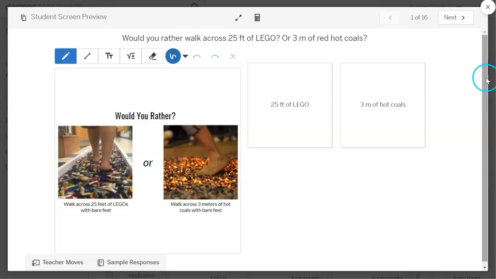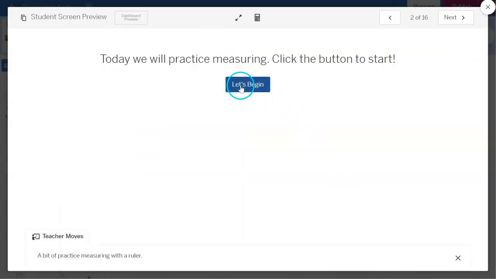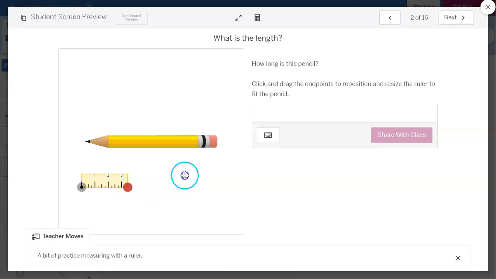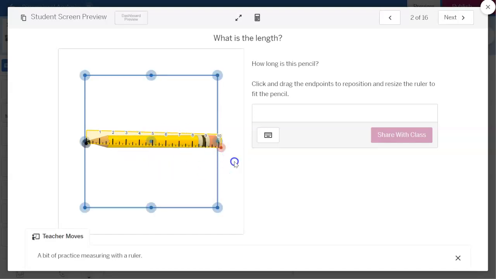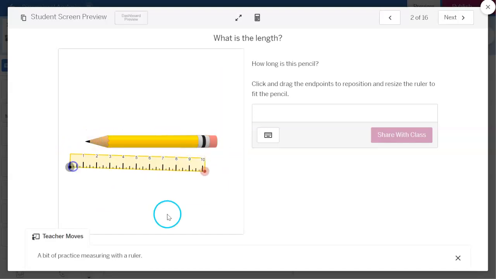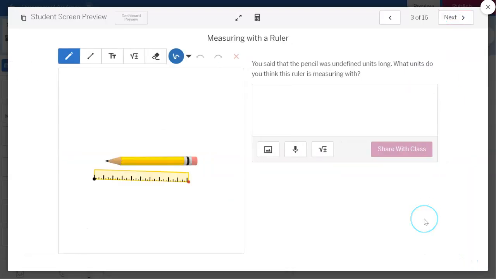On screen 2, they will click this button to start, and then they will move this ruler and measure this pencil. There are no units, and that was intentional on this ruler because that's part of this task, to determine what unit makes sense. So on the next screen, they will talk about that, and then they will put that here.